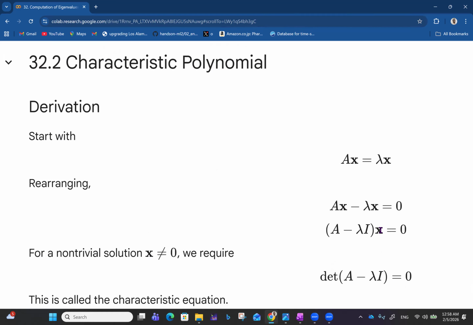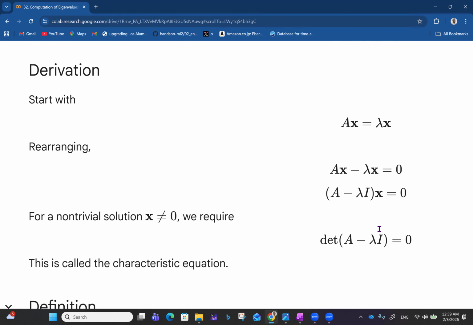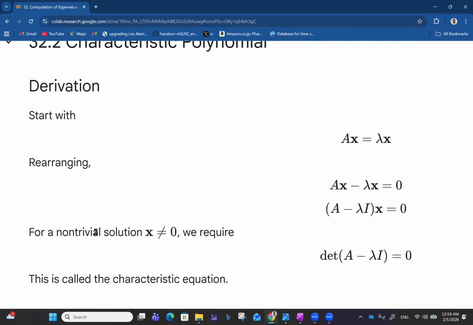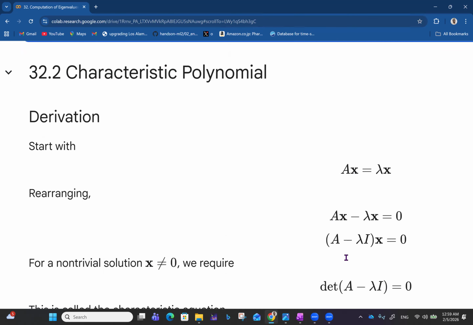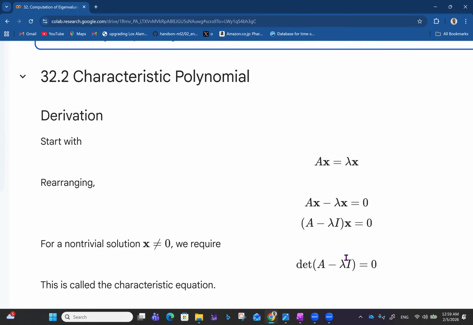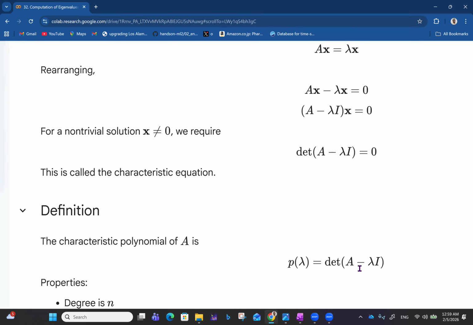But if you want to look for the eigenvector, we cannot assume a trivial solution. We have to solve this to get the eigenvectors, like we did in the previous video. The determinant of A minus lambda I equals 0 is called the characteristic equation. Without the equation part, the determinant of A minus lambda I alone is called the characteristic polynomial. When you equate it to 0, you get the characteristic equation, which when solved gives you the eigenvalues.